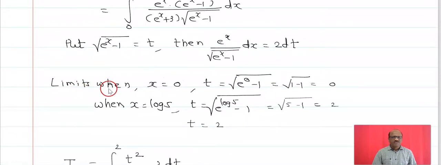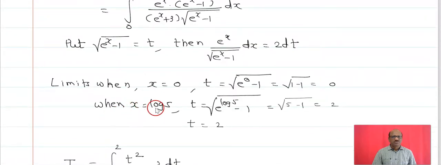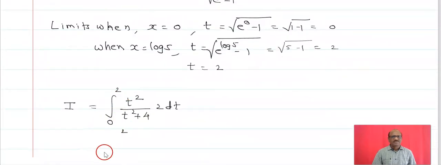We will also change the limits. When x is equal to 0, e raised to 0 is 1, 1 minus 1 is 0, that is t is equal to 0. When upper limit is log of 5, that is x is equal to log of 5, that is t is equal to root of e raised to log of 5 minus 1. Here e raised to log of 5, the base is e, so the value of e raised to log of 5 is 5, minus 1. That is 4, root of 4 is 2, and then we will get the value of t is equal to 2. Lower limit is 0, upper limit is 2.